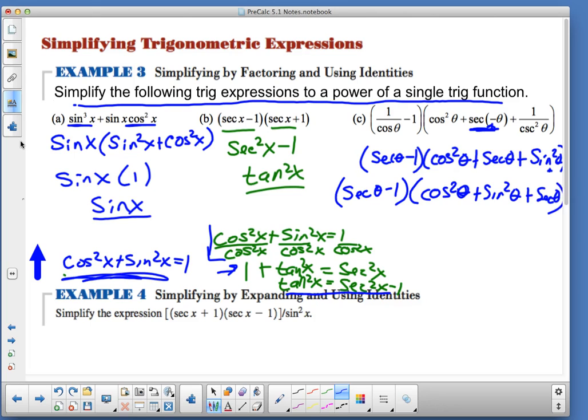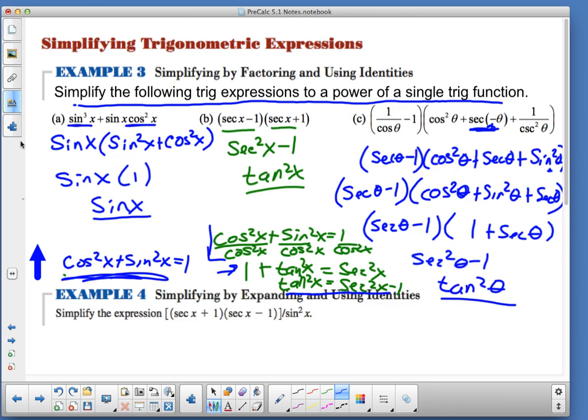And now I'm in a position to say, well, this is secant theta minus 1 and this is 1 plus secant theta. When I multiply these out, it's going to be secant squared theta minus 1. Well, I've already seen that secant squared theta minus 1 is tangent squared theta. Tangent squared theta is my final answer as I step through that. So I was supposed to simplify the trig expressions to a power of a single trig function using the things I knew, and I used this one a couple times. So keep that in mind as we're going through.